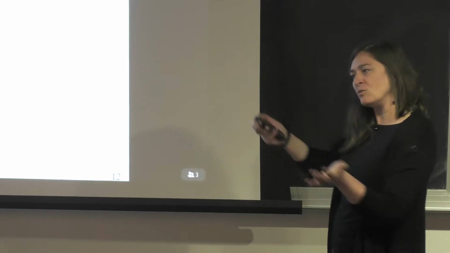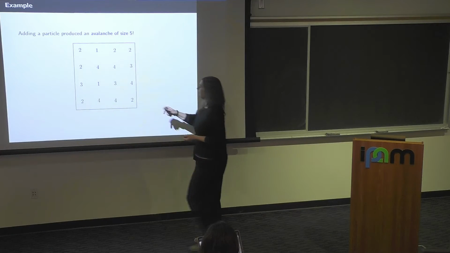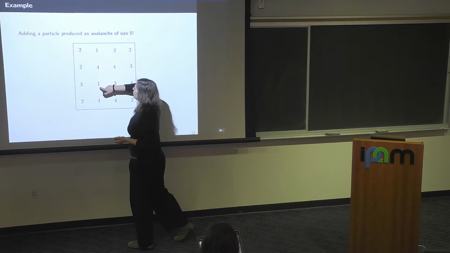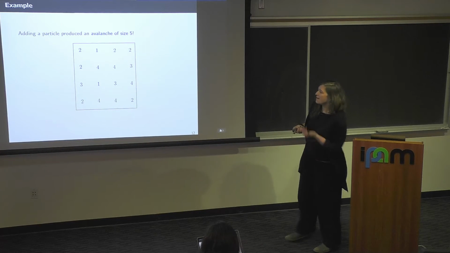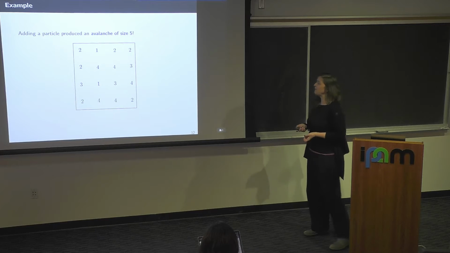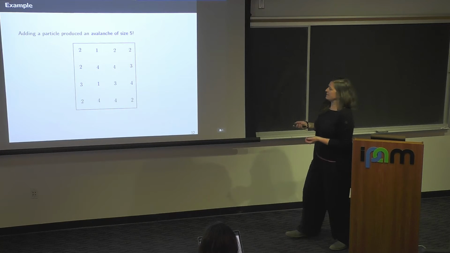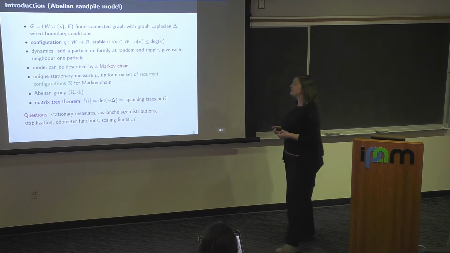There are versions where you don't have a boundary, or you have different kinds of boundaries. Then the question is a bit different. But here we have a boundary, so yes, it will stabilize. And you see, addition of a particle here caused those 5 vertices to topple, and this is what we also call an avalanche. So addition of one particle caused an avalanche of size 5 in this case. Okay. Right. So this is just to fix some examples, and here let us now introduce this a bit more mathematically.